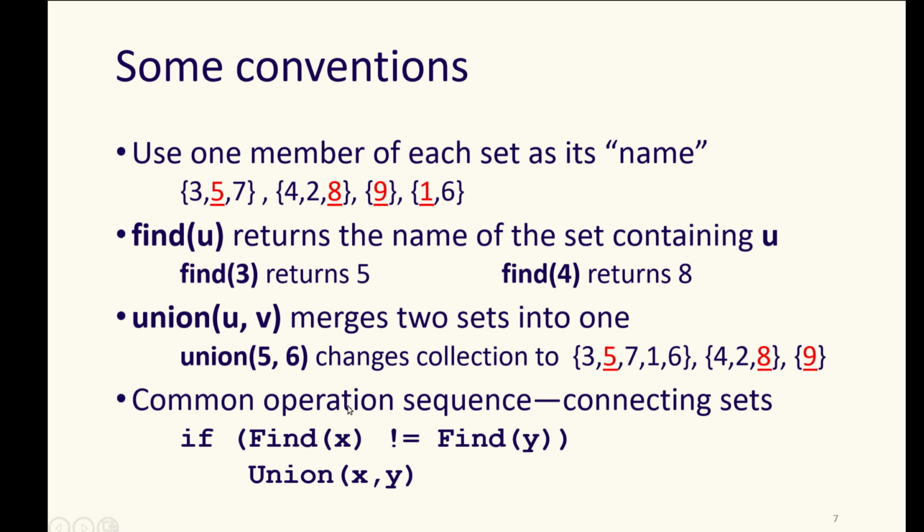So we have now a common operation sequence on all of these sets that allows us to tell if things are connected or not. If we call find X and we get a different result than find Y, then we know that they are not connected, X and Y. We could do the union of the two sets to try to merge them and make connections.